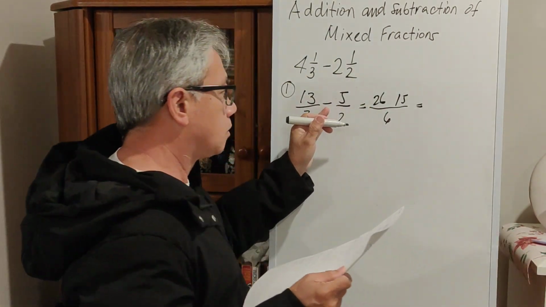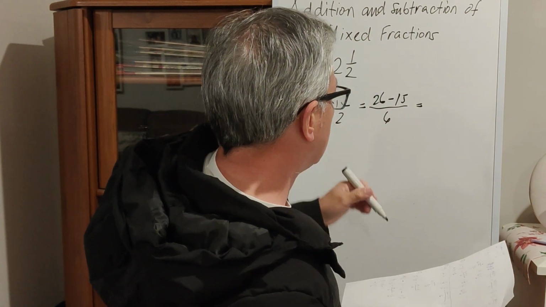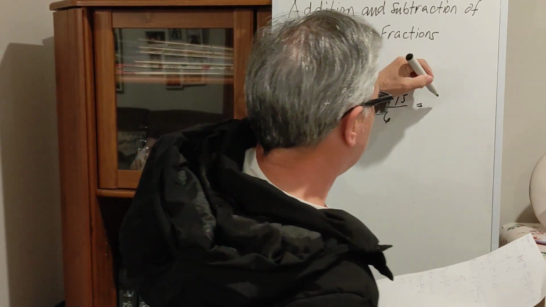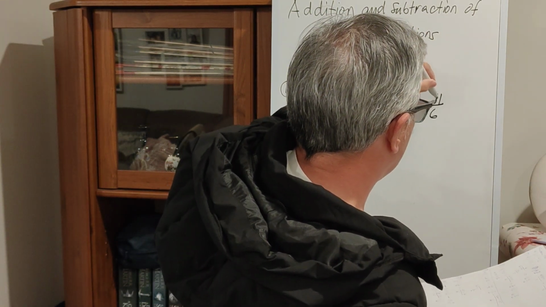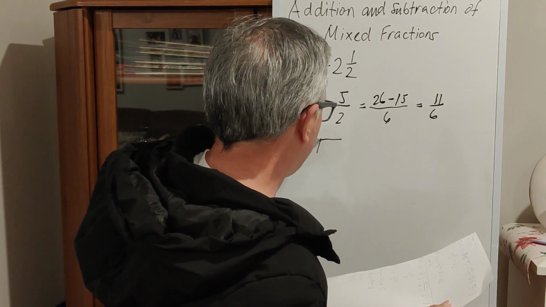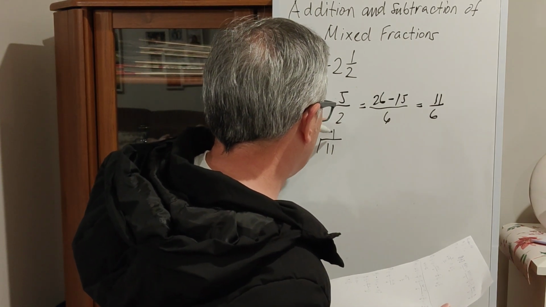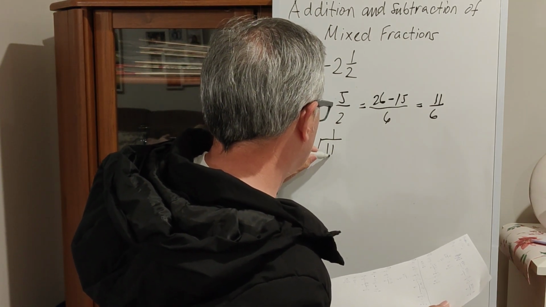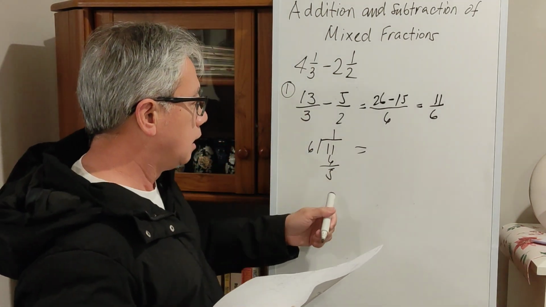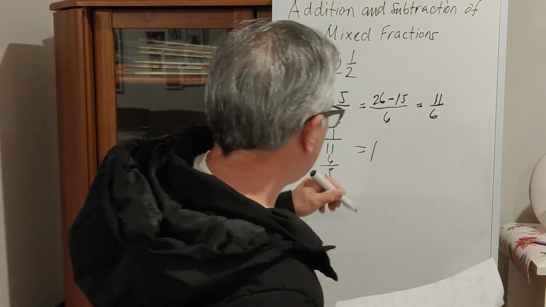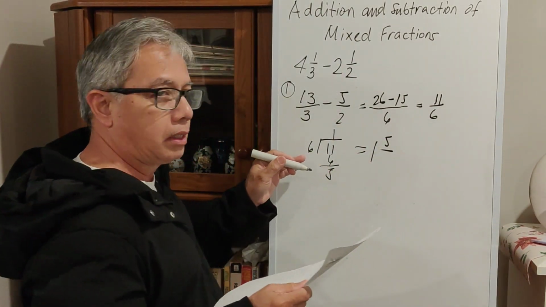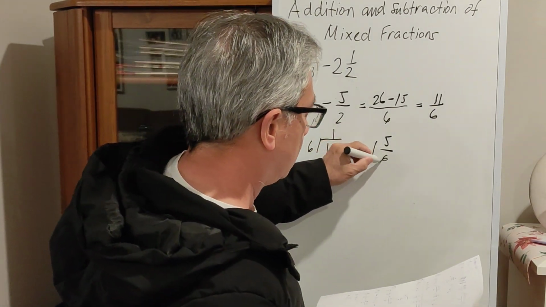So because this is subtraction, 26 minus 15 is 11 over 6. We can leave it as it is, or we can convert it into mixed fraction. 11 divided by 6 is 1. 1 times 6 is 6, so 5. So our answer is the whole number 1, and then the numerator, which is here, and the denominator, which is here.